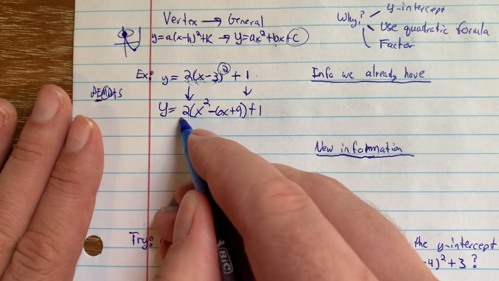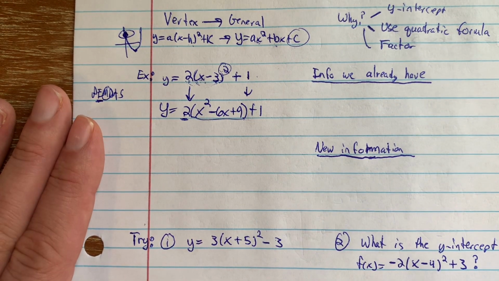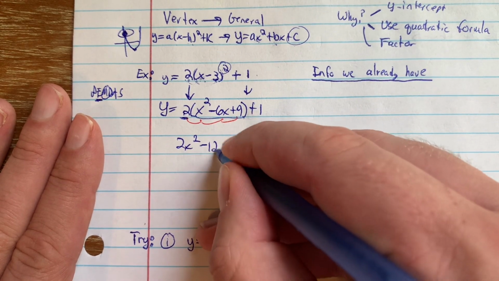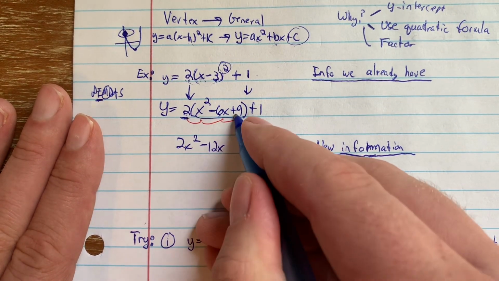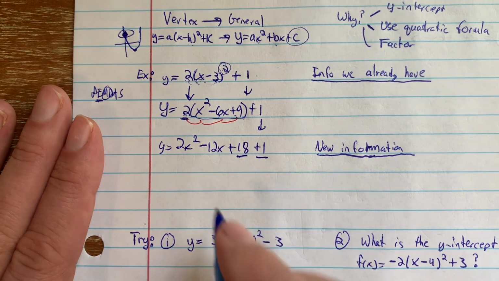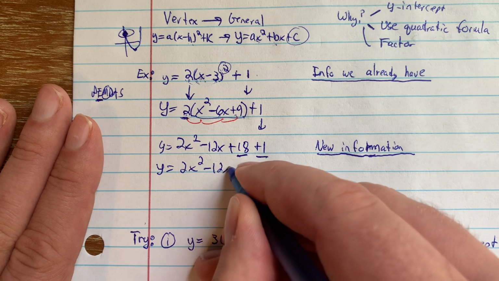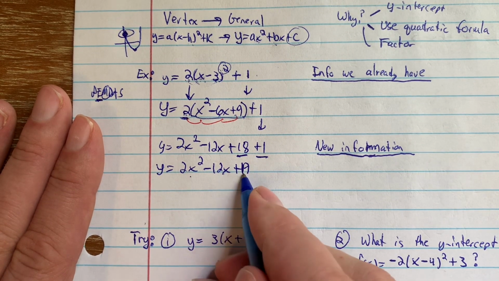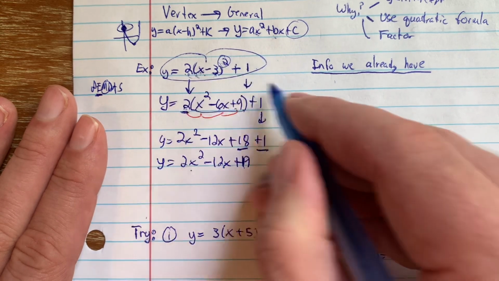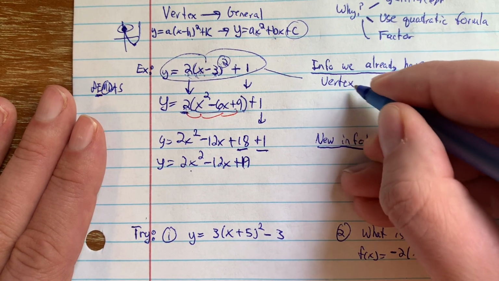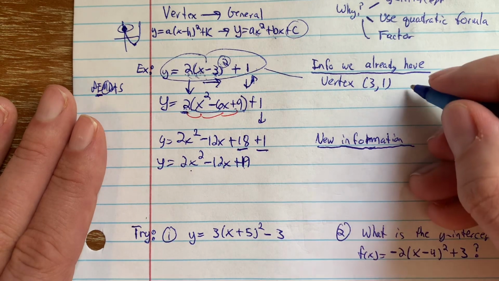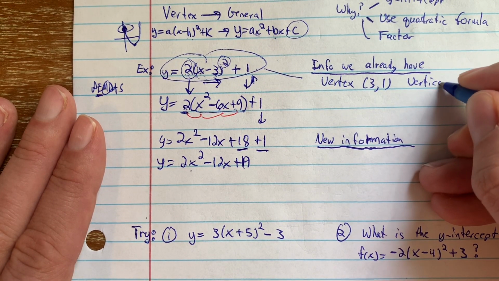Next, we can't add yet because PEMDAS says we need to multiply first. This is 2 multiplying times this trinomial, and so it will distribute. So we get 2x squared minus 12x. 2 times negative 6x is negative 12x, and 2 times 9 is 18, and that plus 1 is still there. Last, we can add the 1 with whatever is there, and we now have it in general form, ax squared plus bx plus c. We can tell the y-intercept, and the information we used to know from the very beginning, the vertex was (3, 1). This is 3 to the right and 1 up. That's what vertex form tells us. We also know, because of this 2, it is vertically stretched.